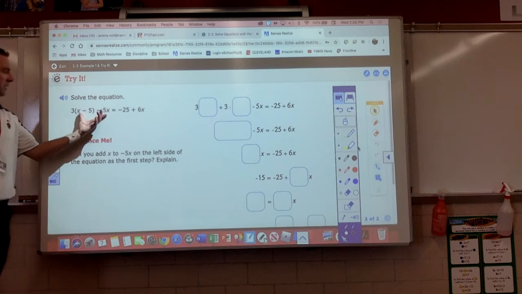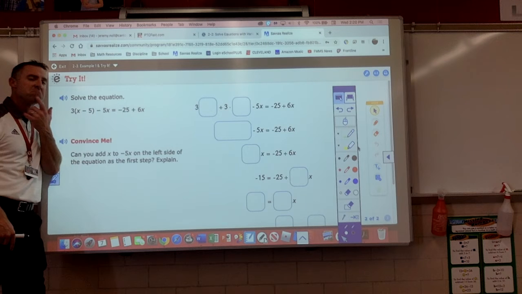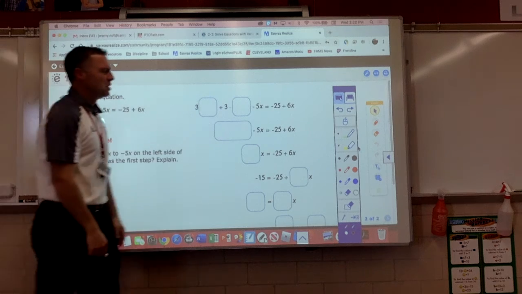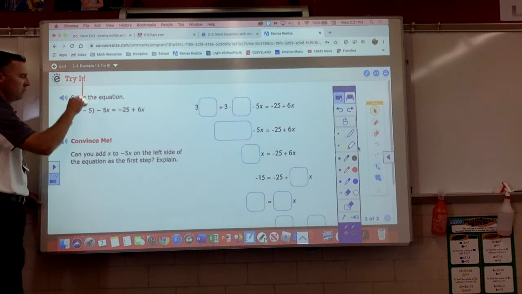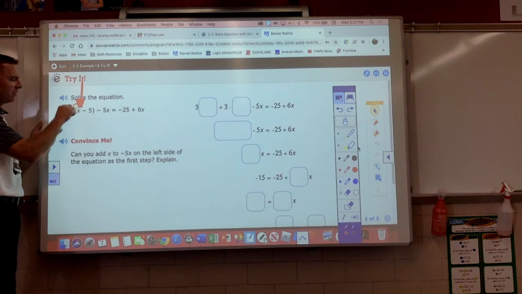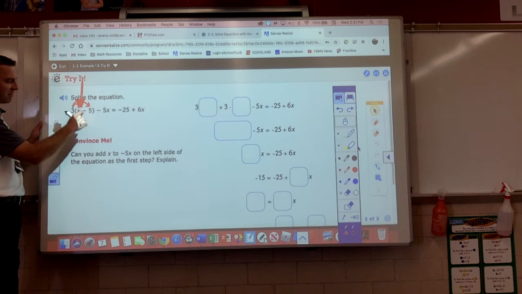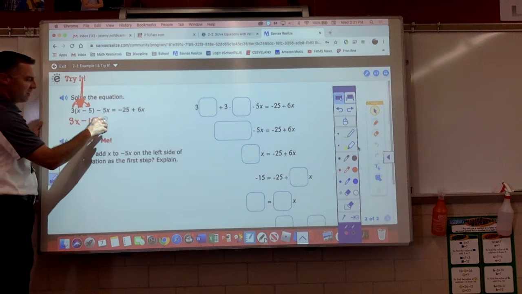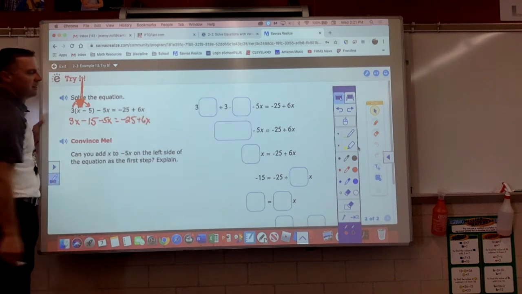If we look at this triad equation, step number 1, do you see any distributive property? There it is. That is the distributive property. Start by distributing. Step 1, take 3 times x minus 3 times 5, which is 15. The rest stays the same. Minus 5x equal to negative 25 plus 6x.